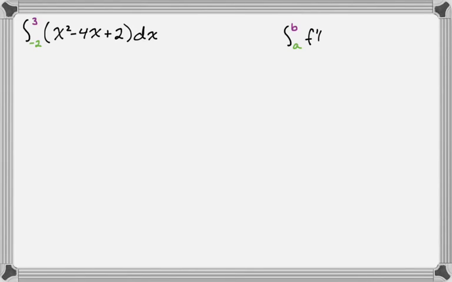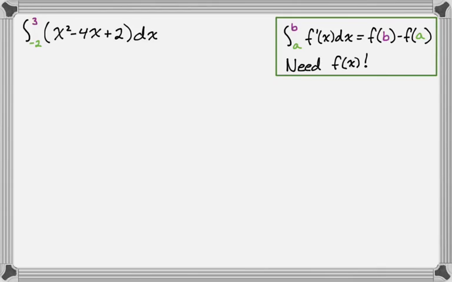And that just says that the integral from a to b of f prime of x dx is equal to f of b minus f of a. The hardest part about using the fundamental theorem really is that you need to be able to find f of x. So that's usually the stumbling block. The rest of it is just substituting and then arithmetic for the most part. So finding f of x is the key thing.